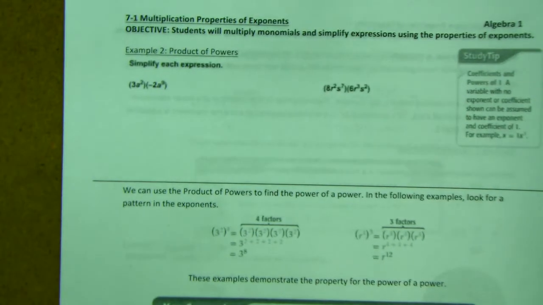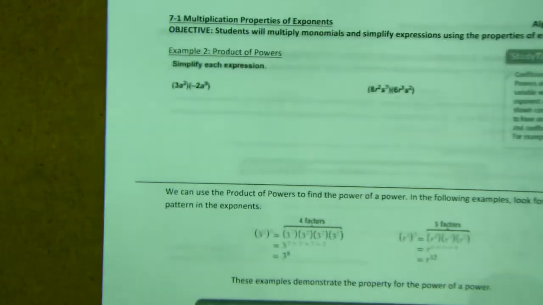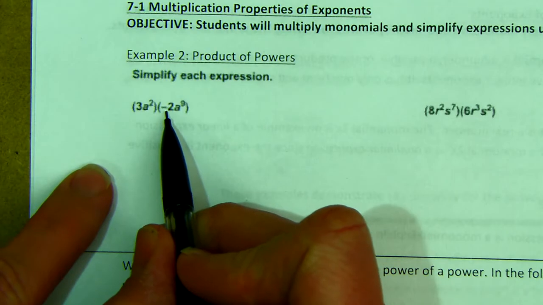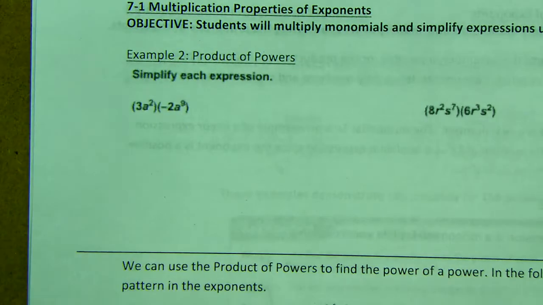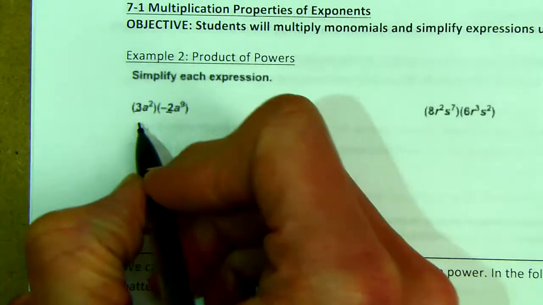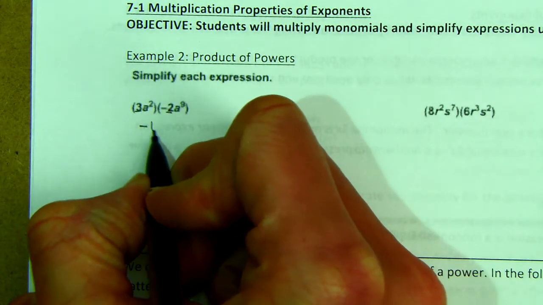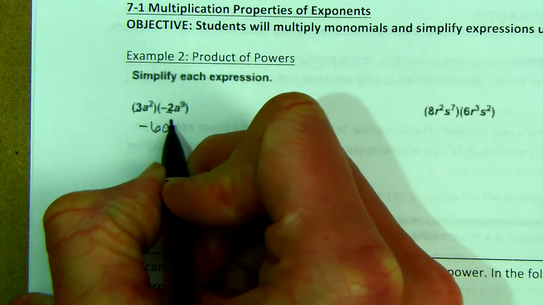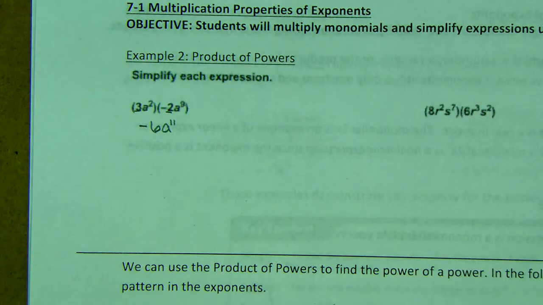All right, so how do we do this? Product of powers. So right off the bat, we jump in. A little more difficult. It's not just a squared and a to the 9th. We have a monomial 3a squared and a monomial negative 2a to the 9th. We kind of separate them out. Those coefficients, we're going to multiply them. 3 times negative 2 is going to give us negative 6. And then a squared and a to the 9th, keep the base, add the exponents, and that's what you get.